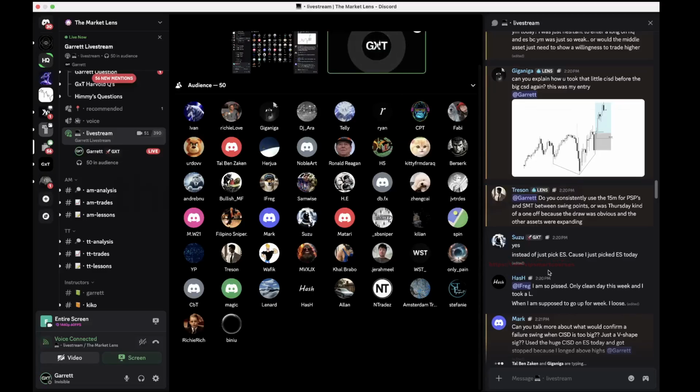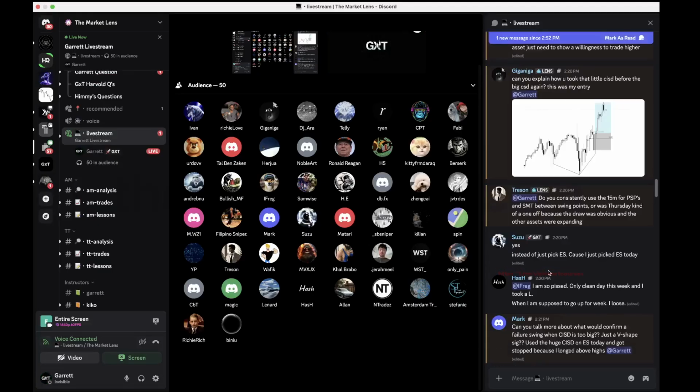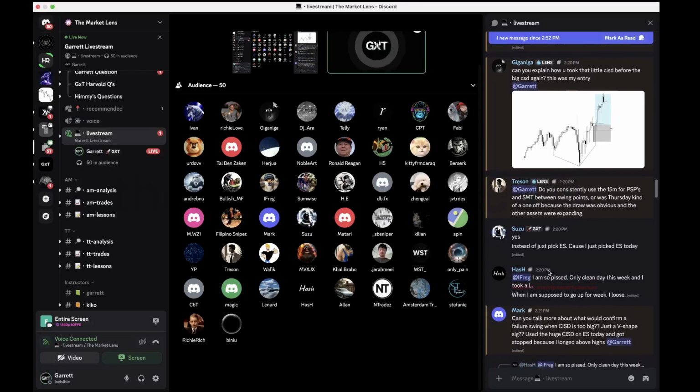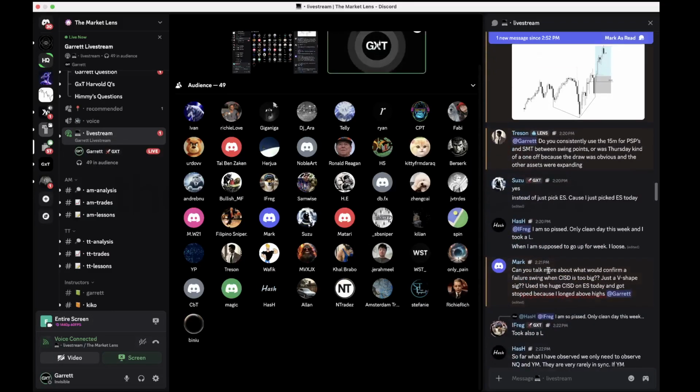Do you consistently use a 15-minute for PSP? I actually don't really. I usually look at 1 hour and 30-minute first, but 15 minutes is going to be there because price is fractal, right? So you're going to see sometimes a 15-minute PSP will form the high and low of an hourly candle or something, right? Or just end up like a pullback.